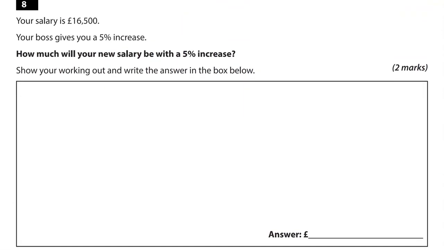Your salary is £16,500. Your boss gives you a 5% increase. How much will your new salary be with the 5% increase? Show your working out and write the answer in the box below. So again, we'll use the 10% method to get to 5%.